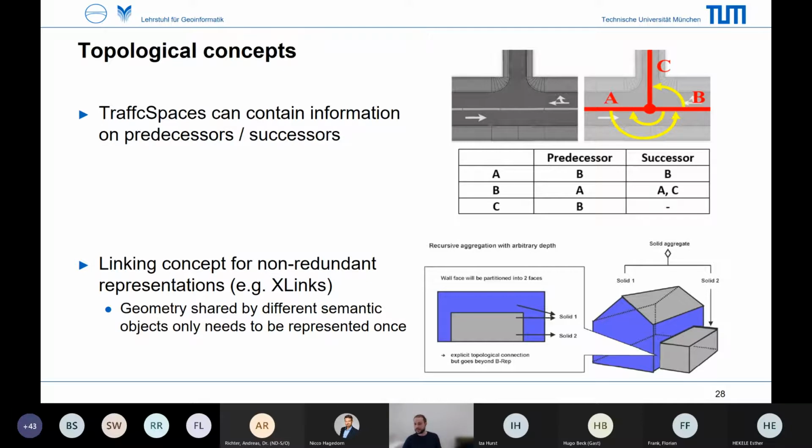area, because it's the center line for each of these street sections, basically. And each of these sections would contain information on their respective predecessor and their respective successor.